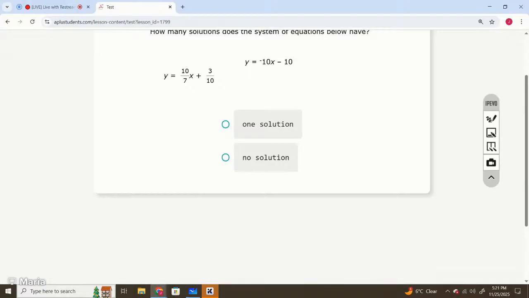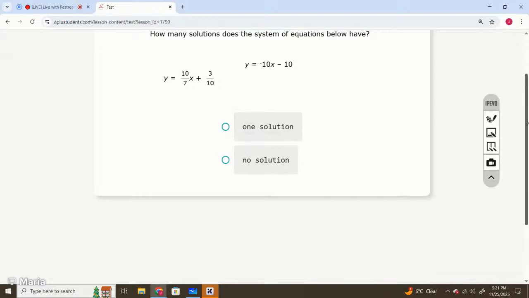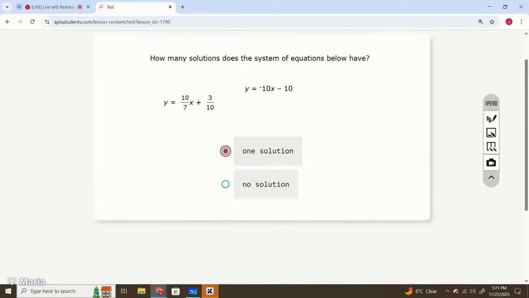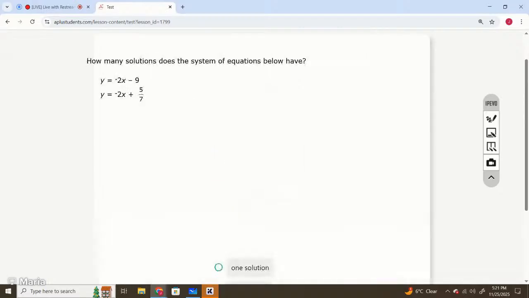How many solutions does the system of equations have? y equals 10 by 7x plus 3 by 10 and y equals negative 10x minus 10. So both the equations have different slopes and different y-intercepts. That means no solution. But I think when they have different slopes and different y-intercepts, they have one solution. Yes, one solution it is, right?